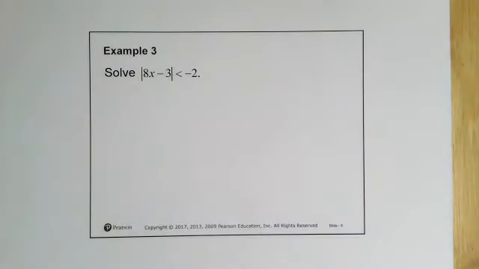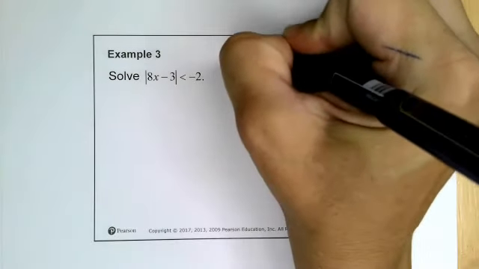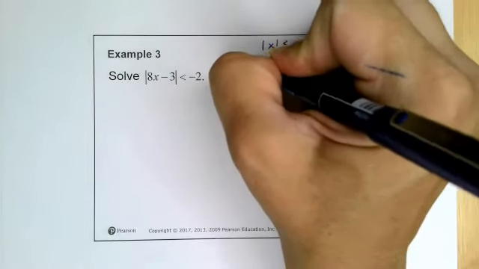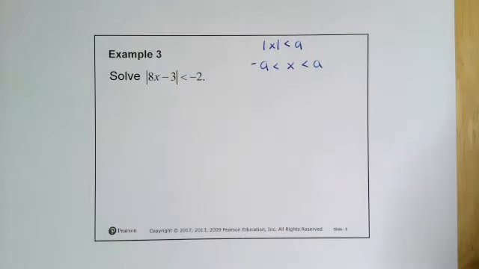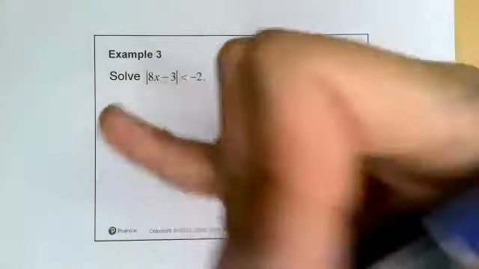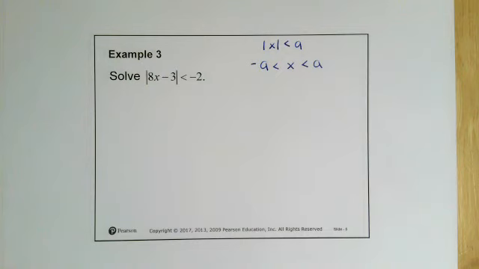Example 3. We're still using the rule for less than. The rule for less than is absolute value of x is less than a. So negative a is less than x, and x is less than a. That's the rule we're using. It is isolated, so it is ready for the rule, right? I could rewrite it, but do you see any red flags?